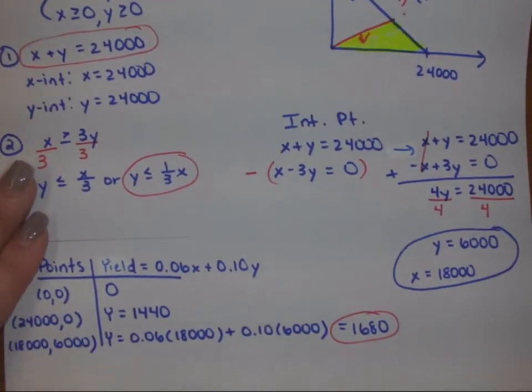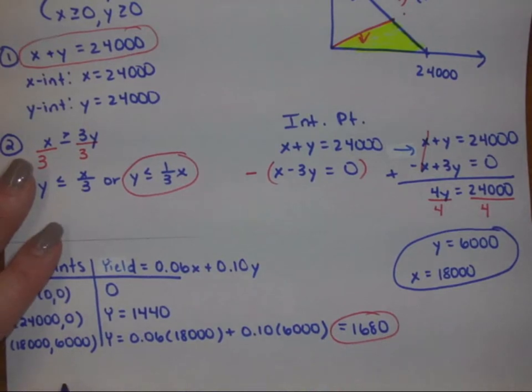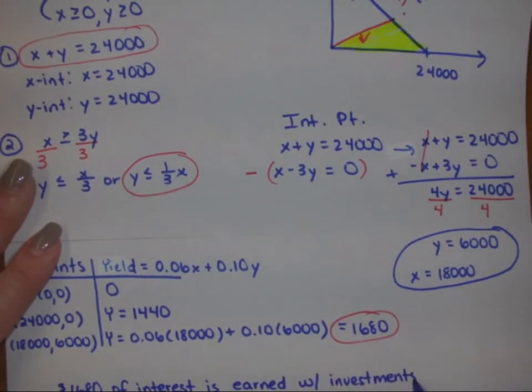So they should invest 18,000. $1,680 of interest is earned with investments of 18,000 in bonds and 6,000 in stocks.